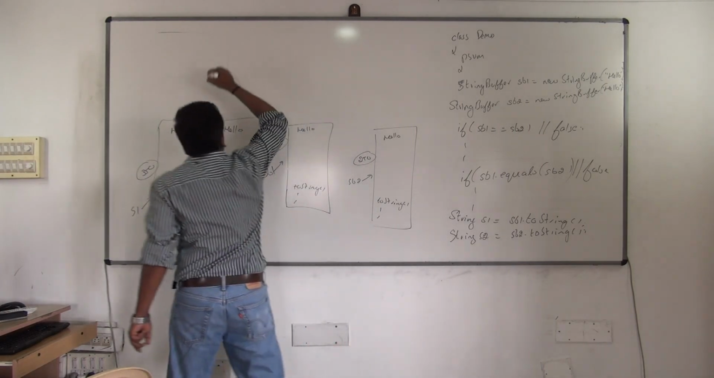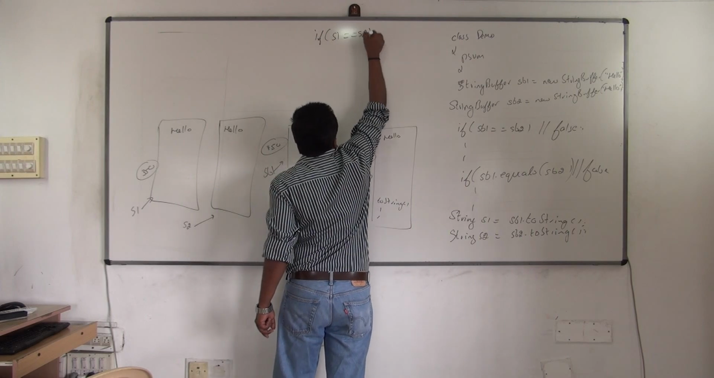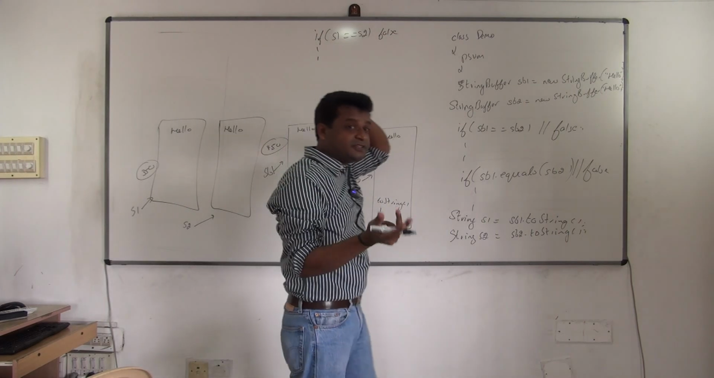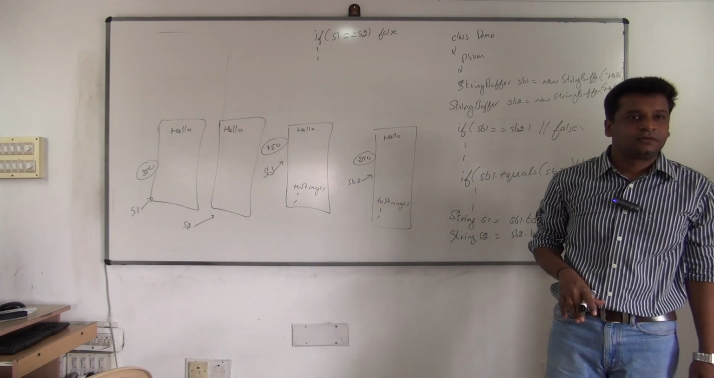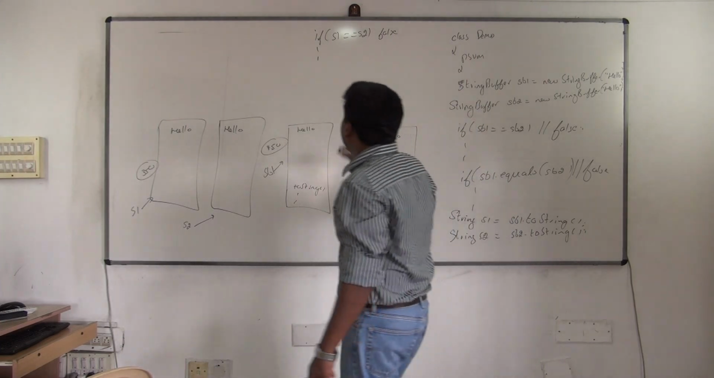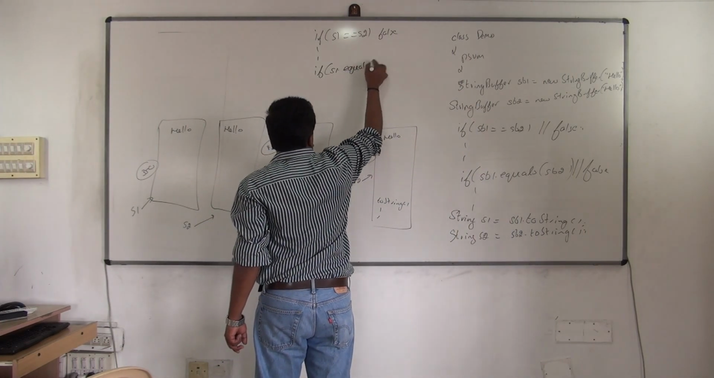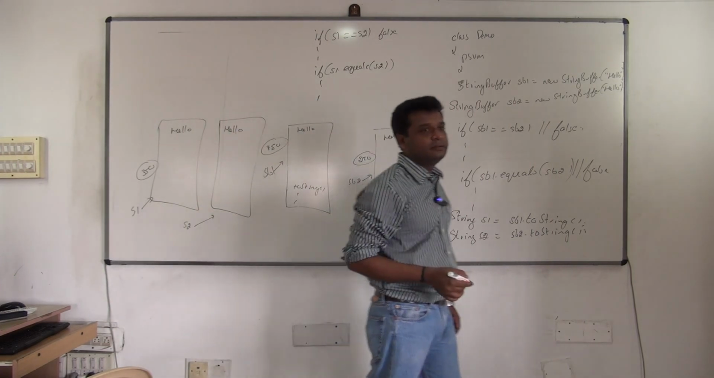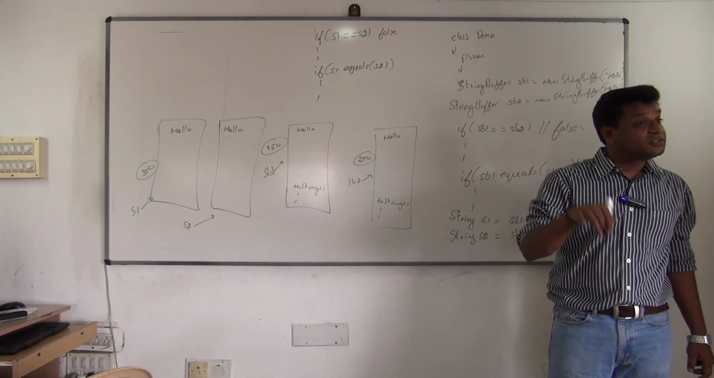If S1 equal to S2 will be what? False, because they are referring to different objects. Means both objects have been created outside the pool. Understood? But if I call S1 dot equals of S2, what happens? I am calling the equals method now. So this time, the overridden method of String gets executed.